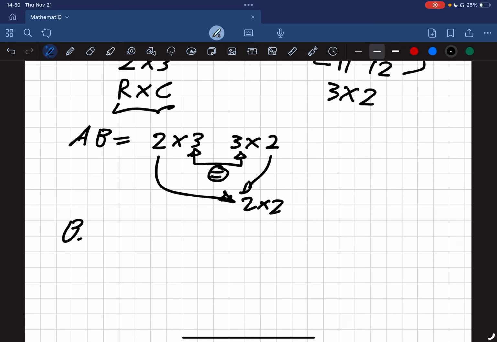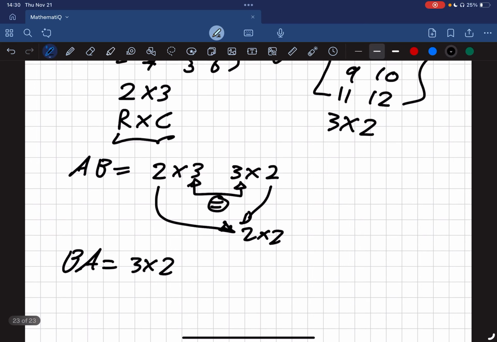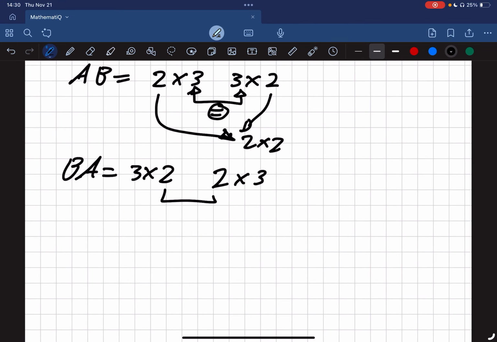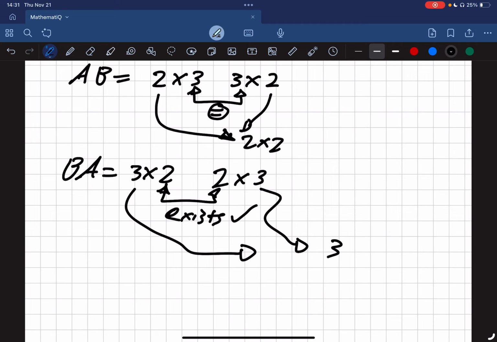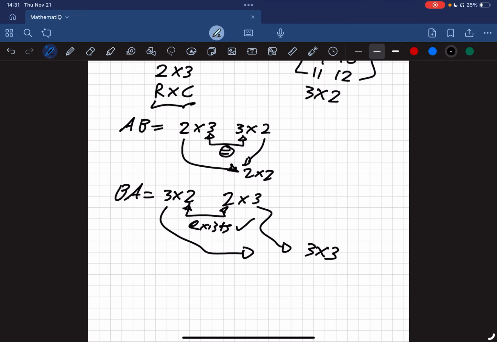And then if we do B times A, we're going to get 3 by 2, right, from here. This is a 3 by 2, and that's B first. And then we get A, which is a 2 by 3. Once again, we see that these match up. So this solution exists, okay? And then we get the numbers over here, 3 by 3. We see that BA is a 3 by 3 matrix.